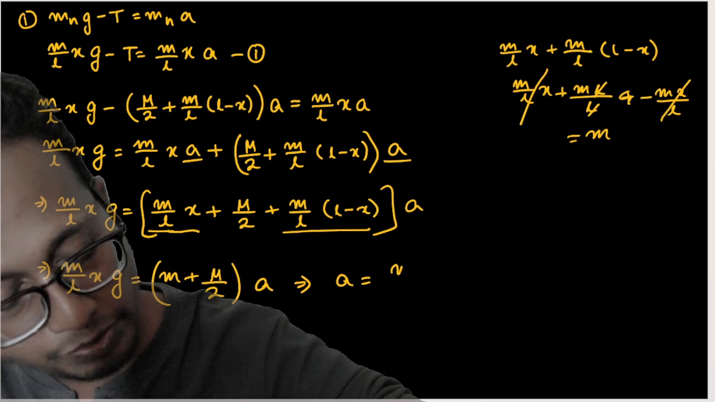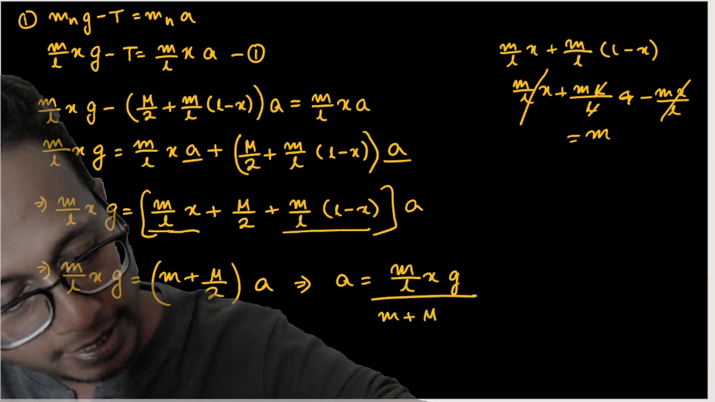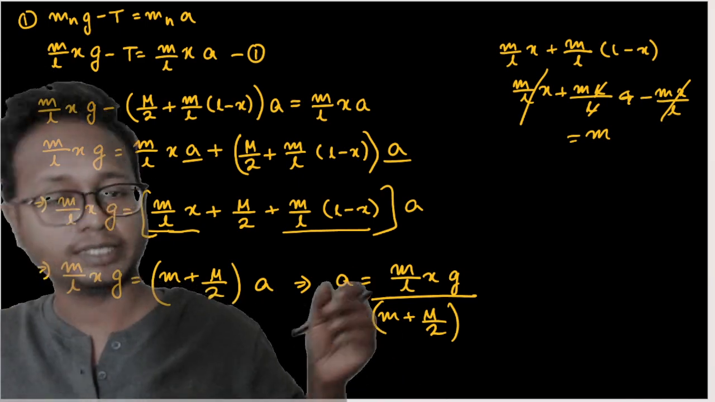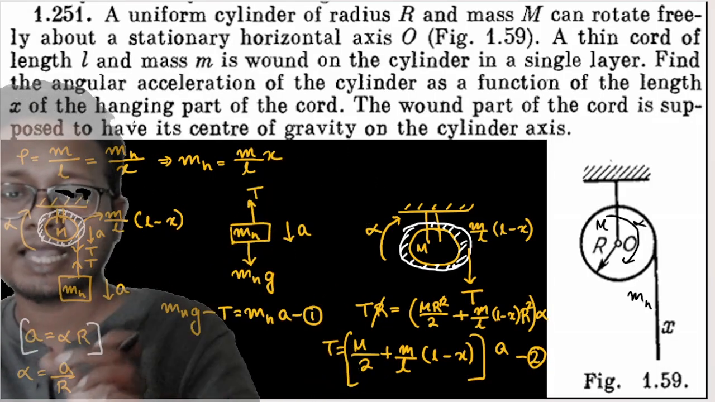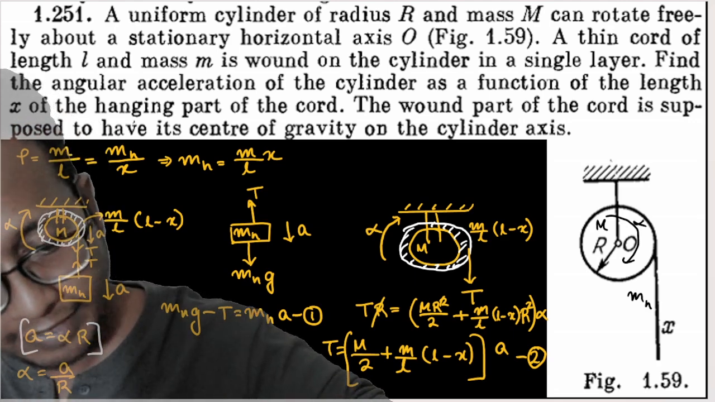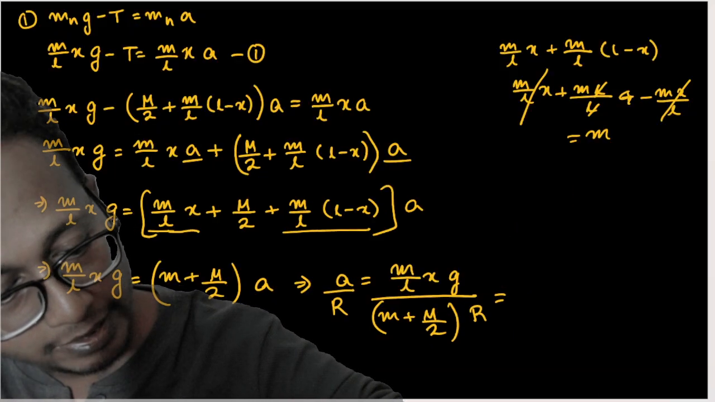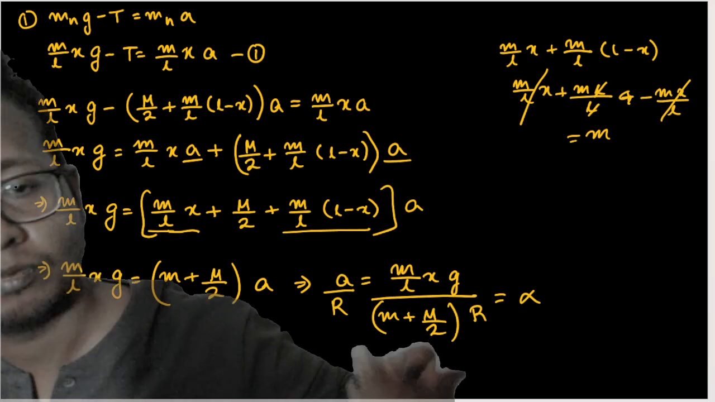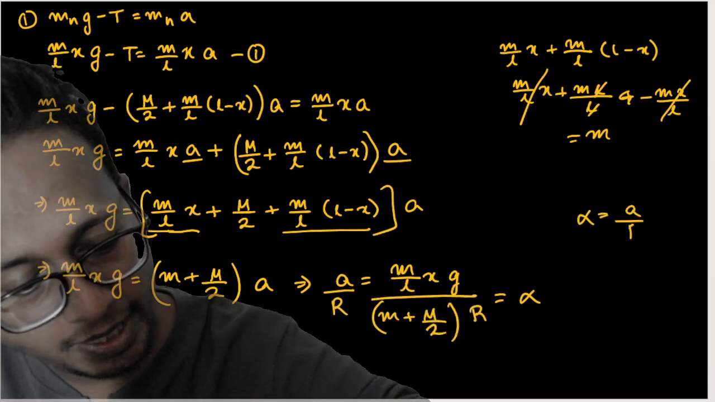Or a is equal to (m/L)×g divided by (m + M/2). This is the value of linear acceleration. The question, however, asks us the value of angular acceleration. Alpha is equal to a by r. So if I divide the entire thing, a by r is equal to alpha. What I did here is just apply the relation alpha is equal to a by r.